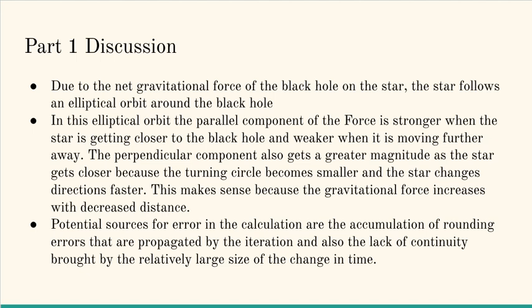Okay. So due to the net gravitational force of the black hole on the star, the star follows an elliptical orbit around the black hole. In this elliptical orbit, the parallel component of net force is stronger when the star is getting closer to the black hole, because gravitational force is proportional to the inverse square of the distance between the two objects. So potential sources of error in the calculation are the accumulation of rounding error that is propagated by the iteration, and also the lack of continuity between relatively large step sizes for changes in time.